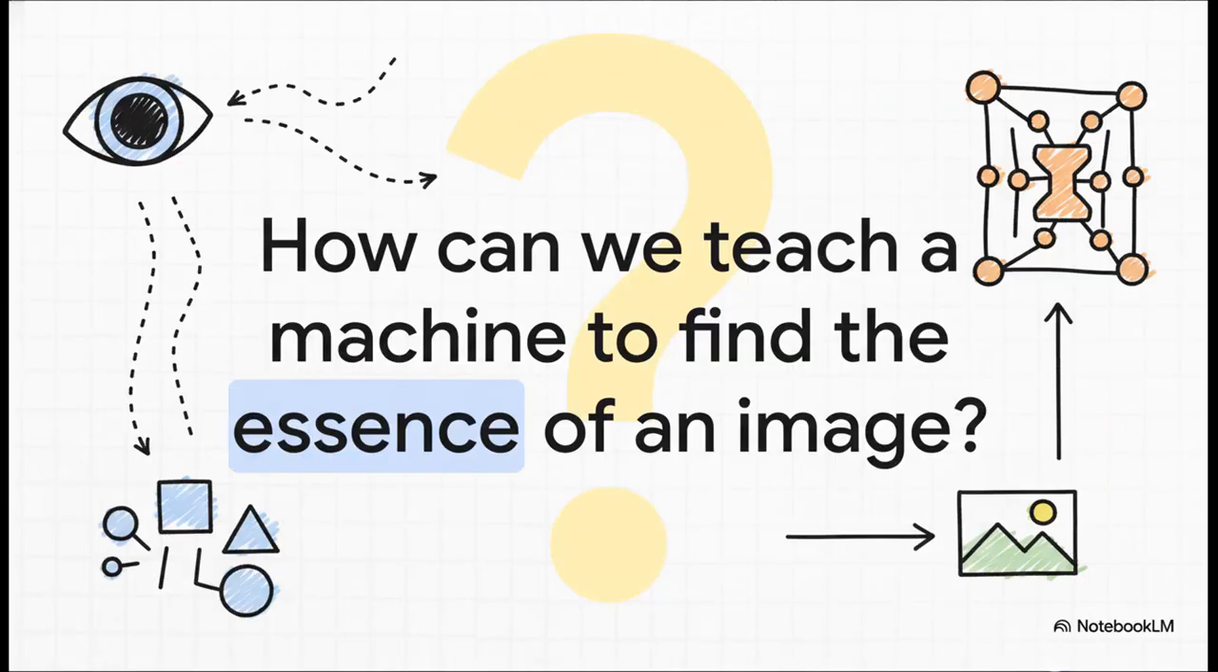So, right, how do we teach a machine to find the essence of an image, or really any kind of complicated data? It's not about memorizing every single detail. That would be useless. It's about finding the deep, underlying patterns, the most important features that really define what you're looking at. And that, right there, is the exact problem autoencoders were born to solve.